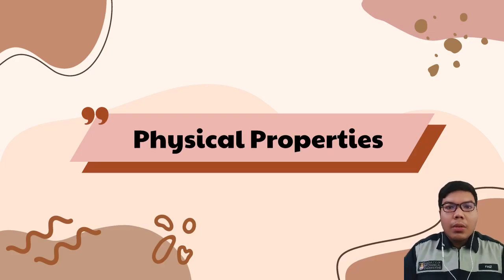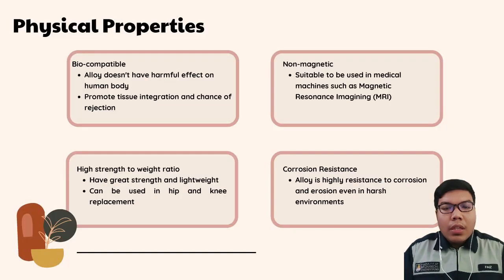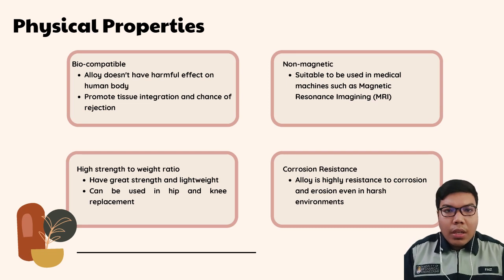Now I will explain the physical properties of titanium Ti6Al4V. This titanium is biocompatible, meaning that it can be used in medical implants without causing adverse reactions in the body. This property is critical for medical implants to reduce the risk of infection, inflammation, and other complications. It also promotes tissue integration and reduces the chance of rejection.